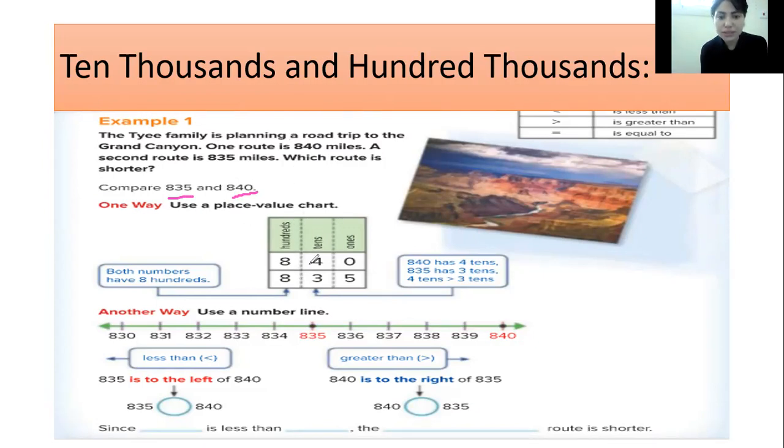Here I have a hundreds, tens, ones chart. I put the 840, I put the 835. I see here that 840 has 4 tens. 835 has 3 tens. 4 tens is greater than 3 tens, so 840 is greater than 835. We use this chart in comparing thousands, 10,000s, 100,000s, as we are going to see.